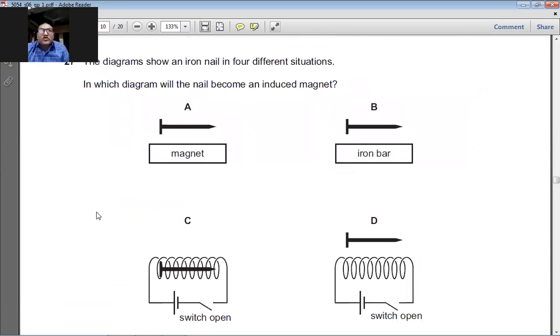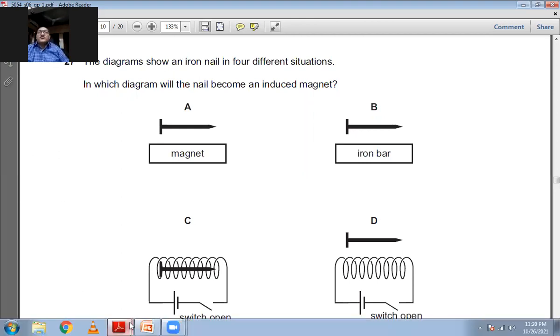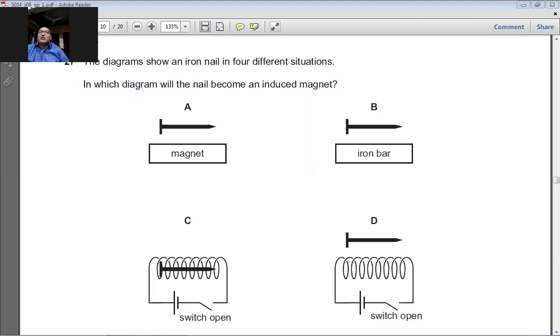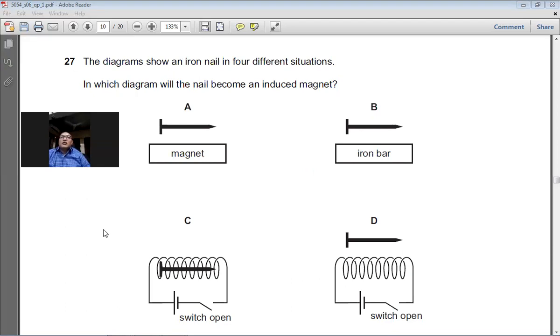The diagram shows an iron nail in 4 different situations. In which diagram will the nail become an induced magnet? You see, to make it an induced magnet, we have to close this switch. Here again, we have not closed the switch. This is just an iron bar, so if you put a nail beside it, nothing will happen to the nail.